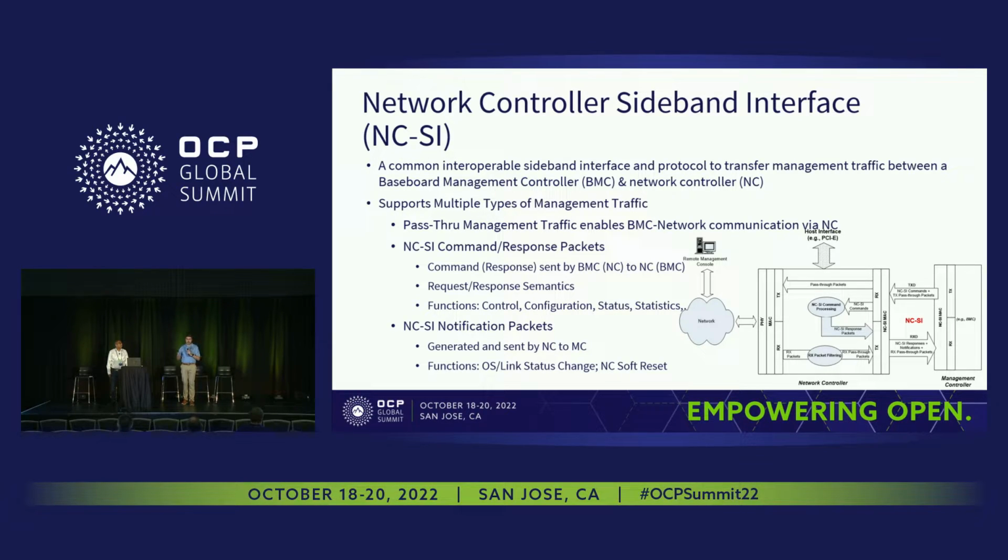That's really where it enables BMC network communication via the NC. It's also sometimes known as a shared NIC model, where the BMC can have its messages and communication sent out through the shared network interface that the host is also using. Now on packets that are coming ingress, the NC would do filtering and send the packets either destined to the BMC or the host.